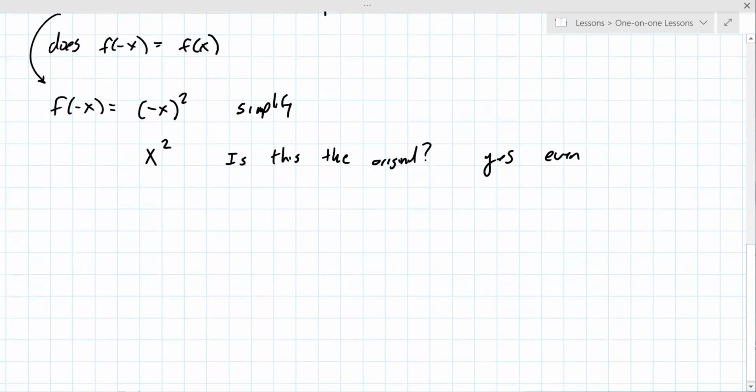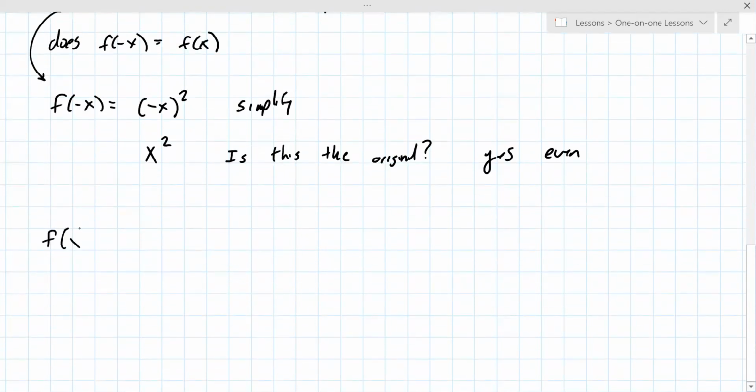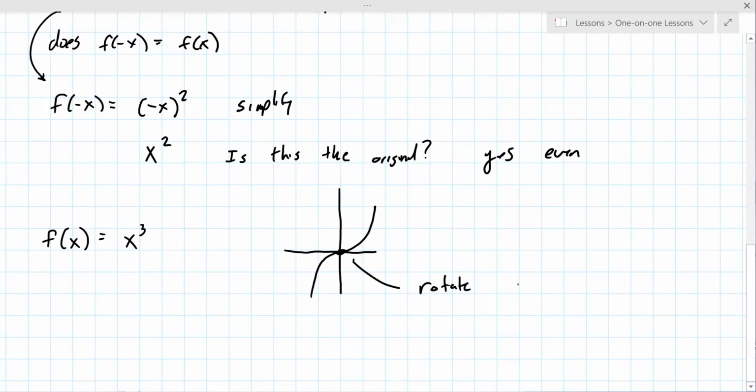So now let's look at an odd function that you know, f of x equals x cubed. This one is odd. It has what's called origin symmetry. So it looks like that. Basically, if you were to rotate it about the origin, you would get the same graph. If you took this part up here and rotated it this way, you get that.